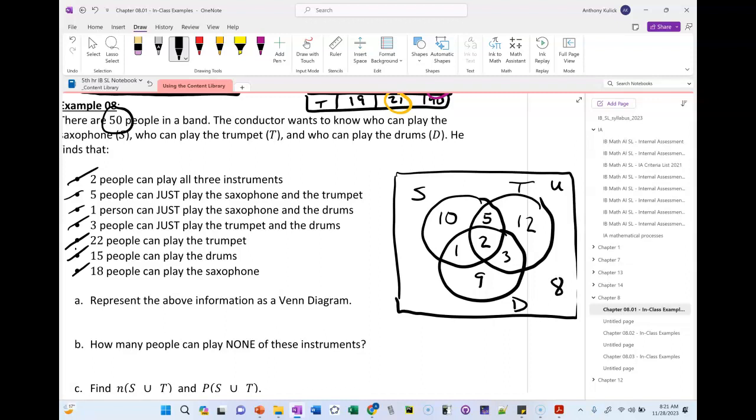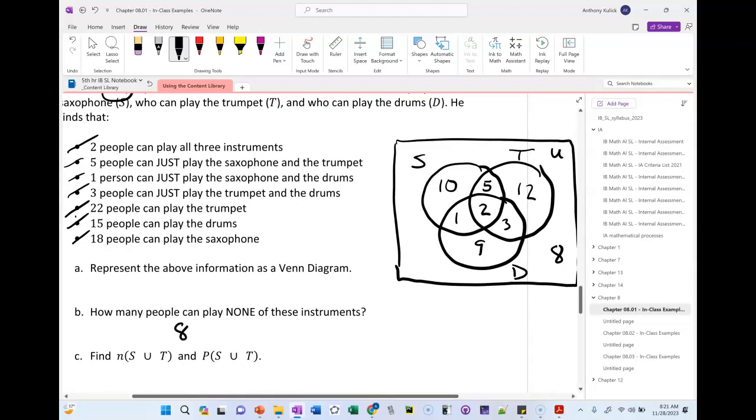So I'm 8 shy. Why are you in the band if you can't play anything? I don't know. Maybe you're just looking for that easy A, right? I don't think it'll be that easy if you can't do anything, but okay.